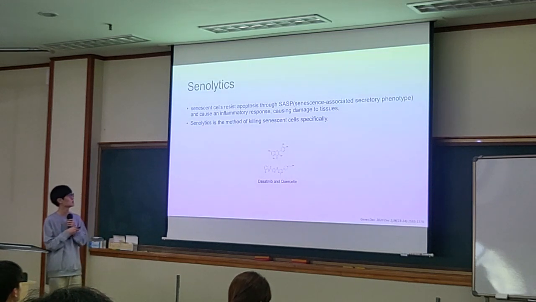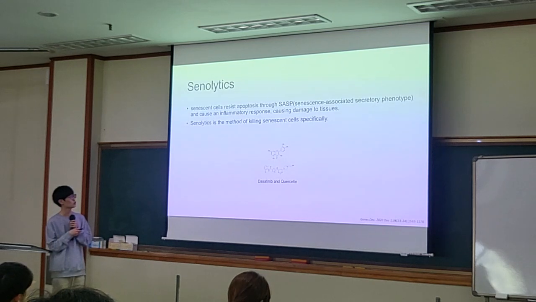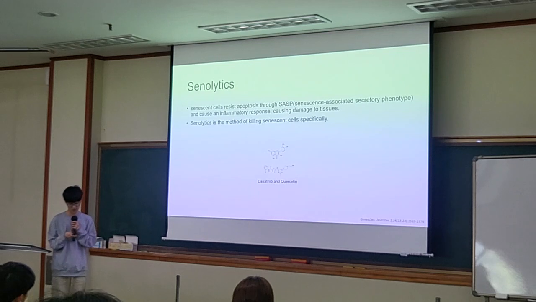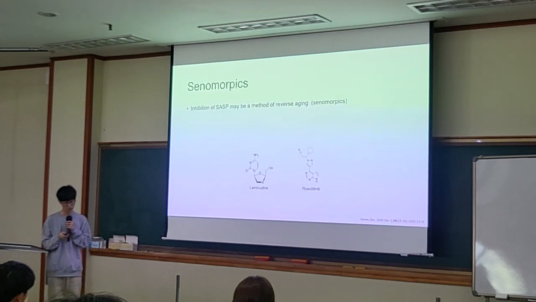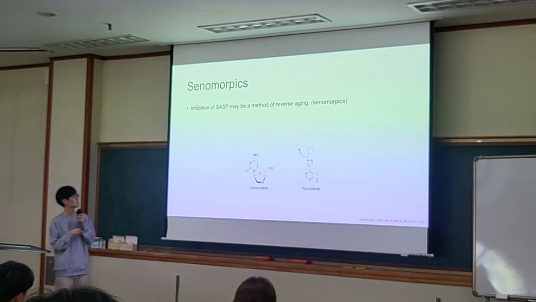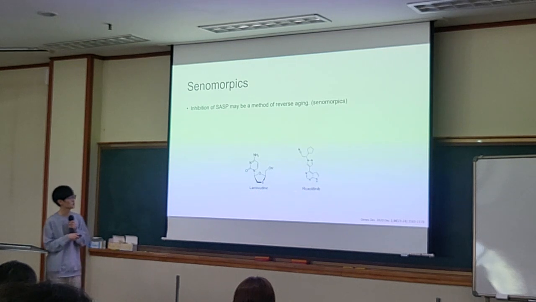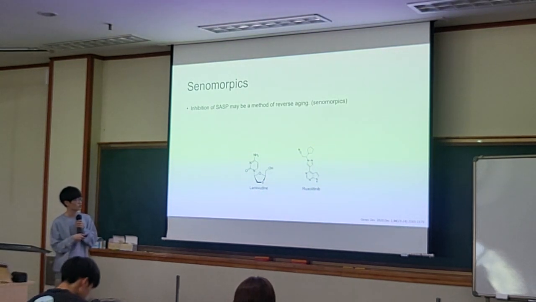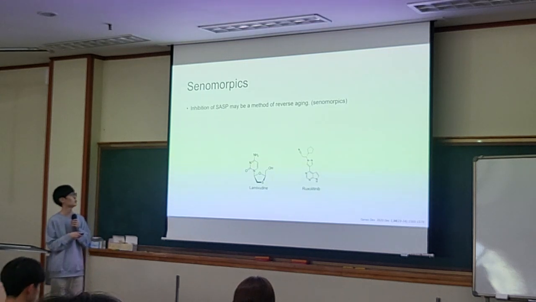Instead of killing these senescent cells, we can remove this SASP to block this inflammatory response. This approach is called senomorphics. Senomorphics is inhibition of SASP. Two drugs, lamivudine and ruxolitinib, are examples of these senomorphic drugs that inhibit SASP.